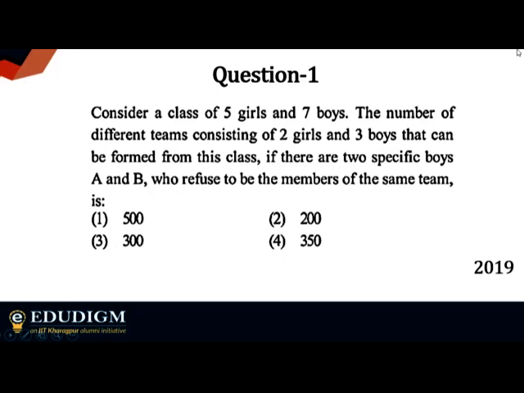2 girls and 3 boys, and there is a particular situation that two specific boys A and B will not be in the same team. Okay, so just try and work this one out and give me your answers. Make sure you understand that it's a team, it's a combination. So these are the things which will be very important, otherwise the sums are pretty easy. Just try this one out and give me the answers.